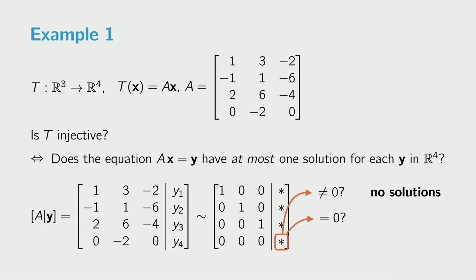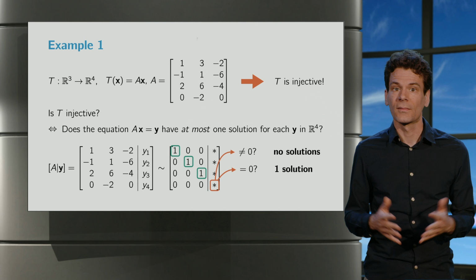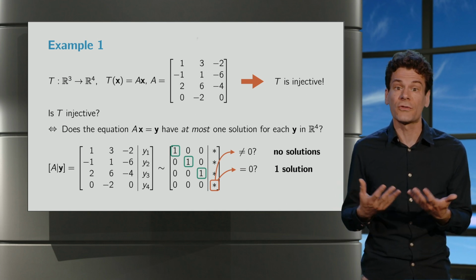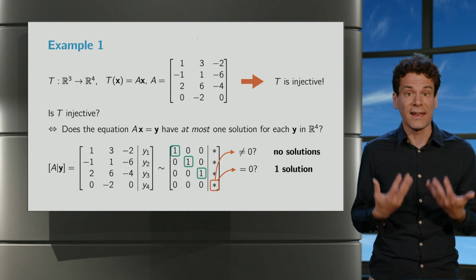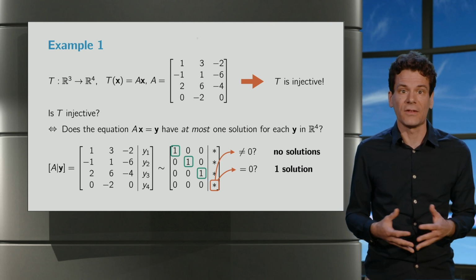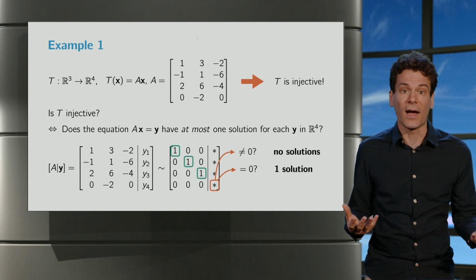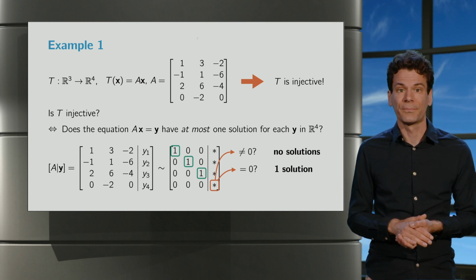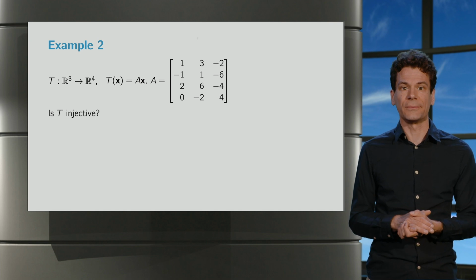Here comes the point. There is a pivot position in every column of matrix A, so the equation has no free variables. That means that it has precisely one solution. So for any vector y, the equation Ax equal to y has at most one solution. We find that T is injective. You see here how injectivity follows from the fact that A has a pivot position in every column. It means that there cannot be free variables in the equation Ax equal to y, so there is at most one solution. Let's look at a slightly different example.